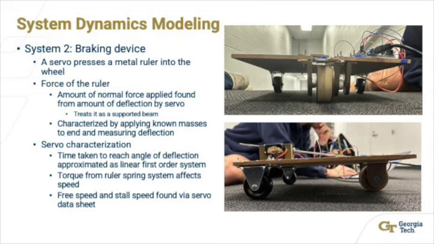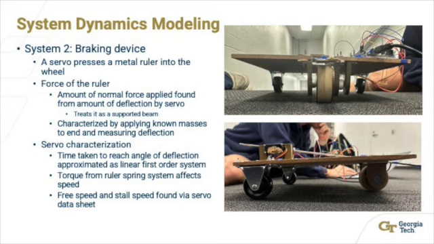Our second system is a braking device. The braking device consists of a servo pressing a metal ruler into the wheel. The amount of normal force applied by the ruler is equal to the amount of deflection by the servo. The servo treats the ruler as a supported beam. The force of the ruler was characterized by applying known masses to the end and measuring the deflection.